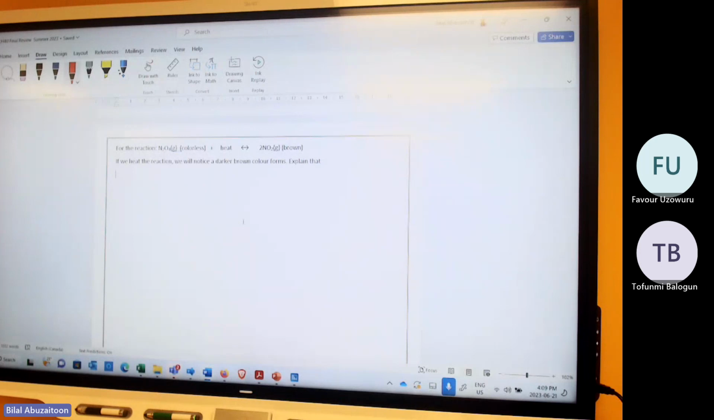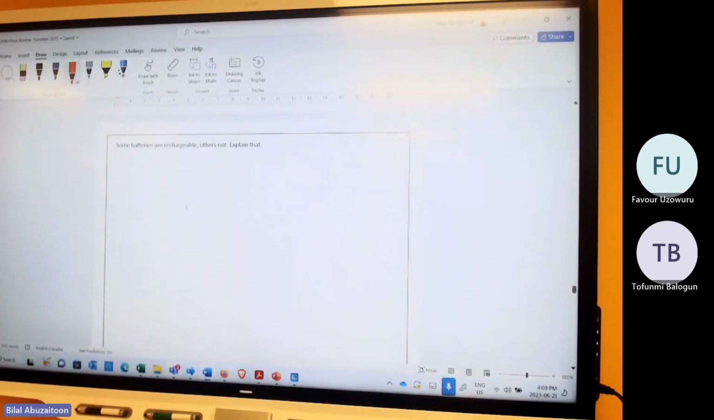Decrease the volume. Decreasing the volume means increasing the pressure. Increasing the pressure shifts the equilibrium towards the side that has the lower number of molecules, which is to the left. That means the brown color starts to fade toward colorless, okay?